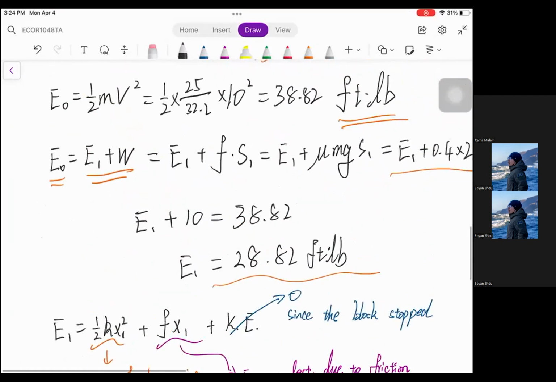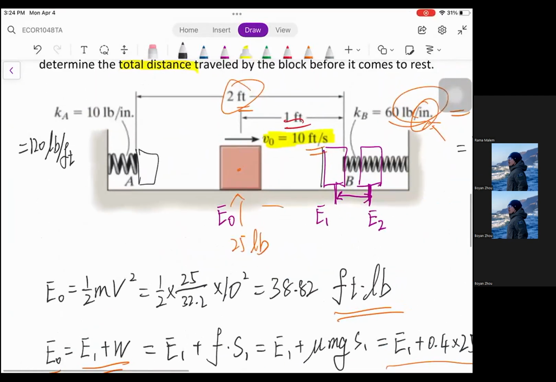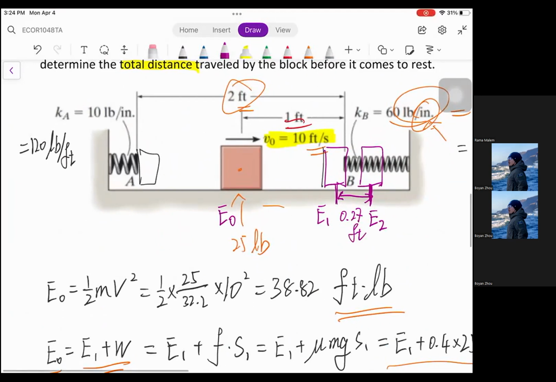So now we know the block is going to move 0.27 feet to stop. So that is another amount of distance the block is going to travel.